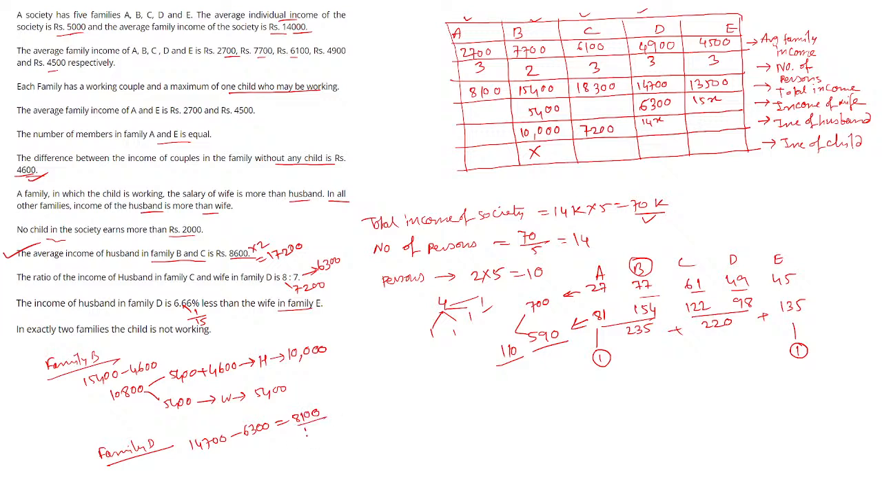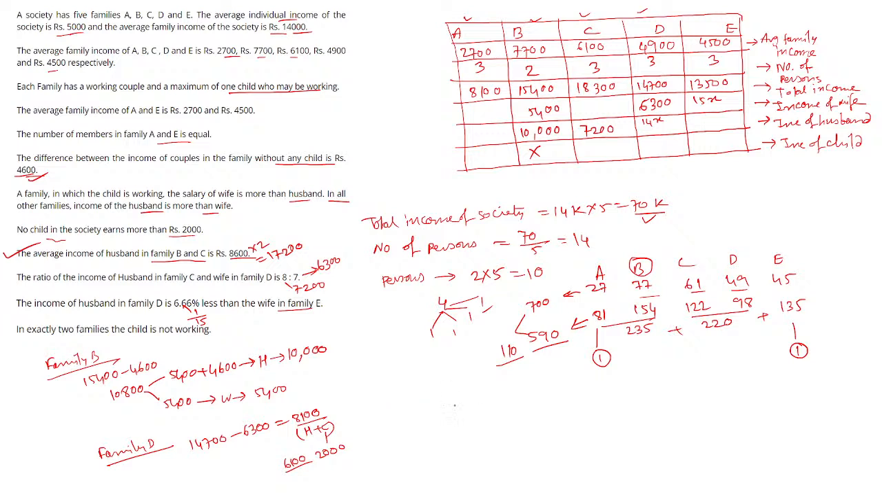Now, this can be the income of husband plus child, right? Can be, or only the husband income. Now, suppose I take the child income as 2,000 here, the maximum it can be, then husband income is 6,100. Right? So husband income is getting less than wife income. Now here you can say that in a family where child is working, the salary of wife is more than husband.